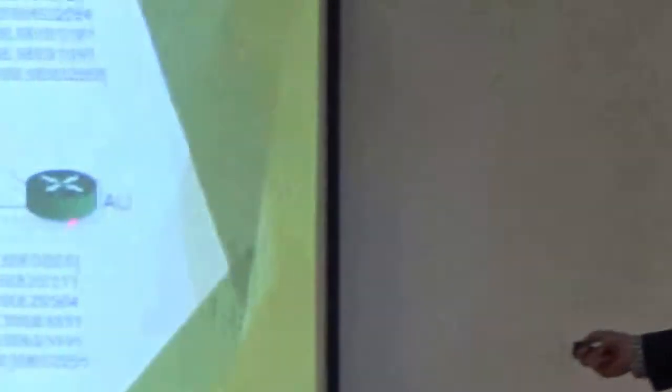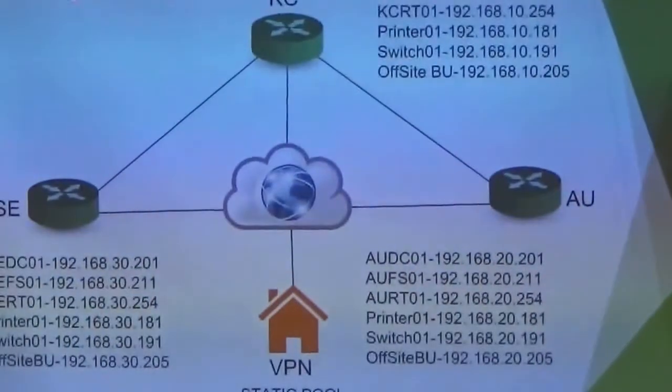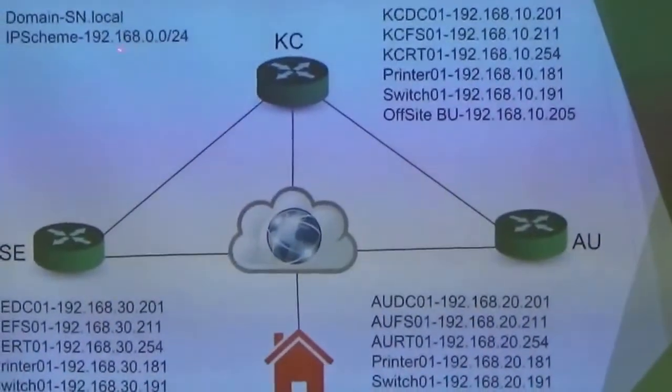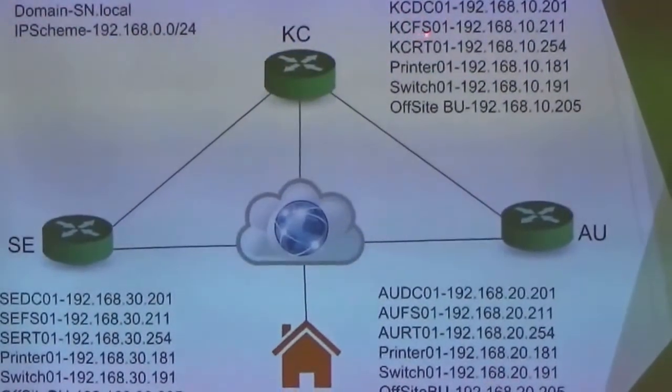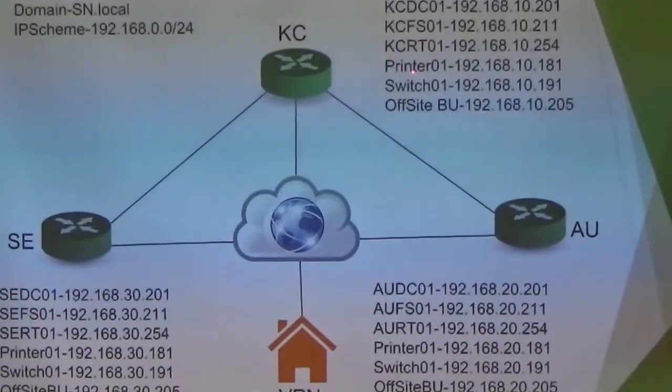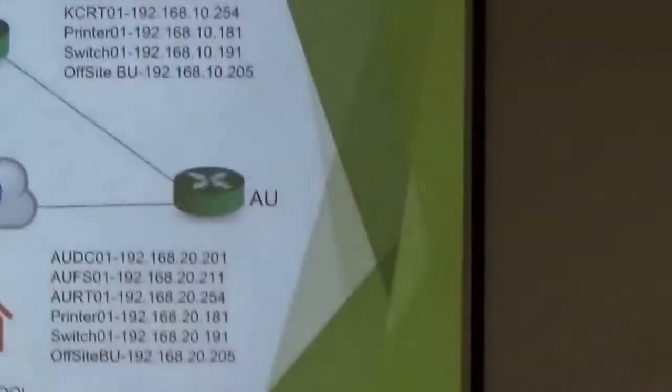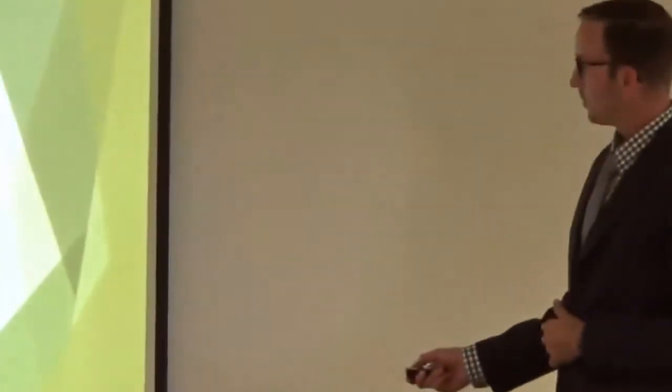Here's a basic breakdown of some of the devices that we use per location. Obviously, you have your router per location: Kansas City, Seattle, Austin, and the domain controller up there, the IP scheme, which is a classless IP, and then your domain controller, file share, router, printers, switch, and the offsite backup. Down here we've got the static IP pool for the VPN. We wanted to allow for growth, that's why we have so many down there, the .221 to 251.